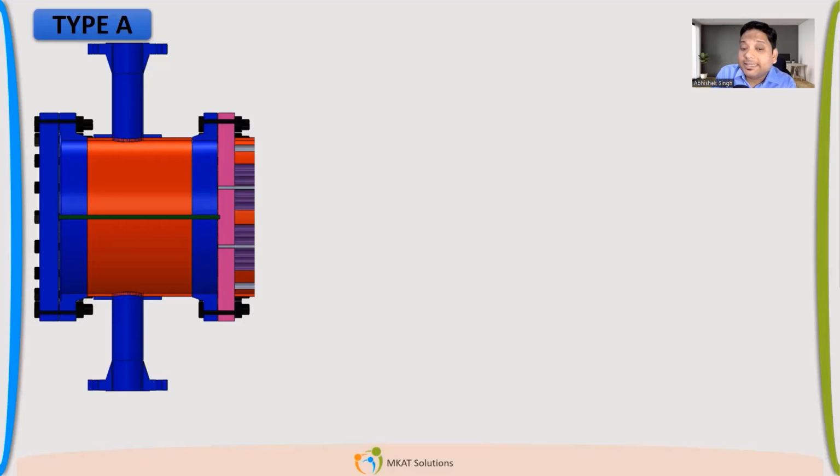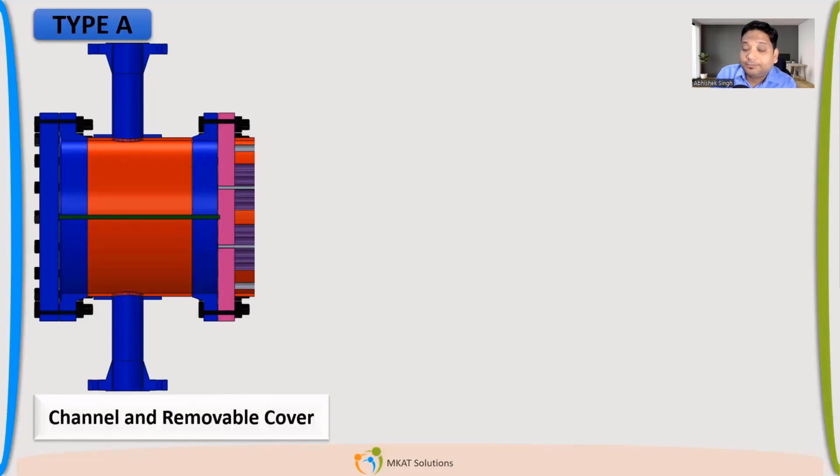Okay, so we can easily remove it, and then we can access the tube sheet where the tube to tube sheet is welded, so you can do the cleaning. Okay, so the first type is only identified with the removable cover, which is nothing but your blind flange. Okay, bolted with the channel. Okay, so this is the first type of front end. Once you see the other types, it will make more sense, and we'll keep on comparing the benefits and the disadvantages of the different types.